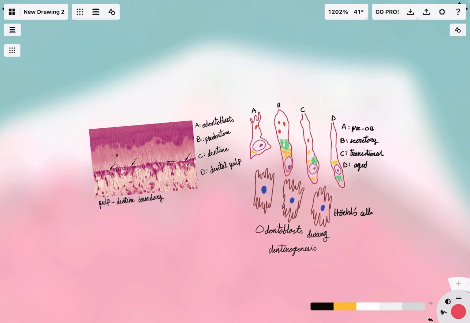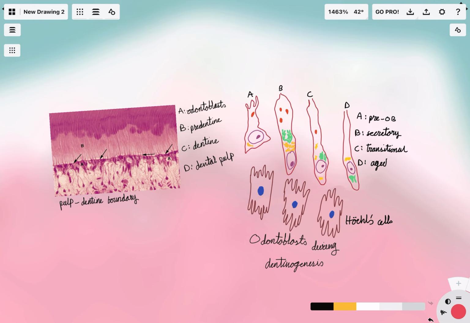The odontoblasts are responsible for dentine formation in a process called dentinogenesis, which is continuous throughout life and involves 4 phases: the pre-odontoblast, the secretory, the transitional and the aged phase, resulting in pre-dentine that mineralizes into dentine within 24 hours.